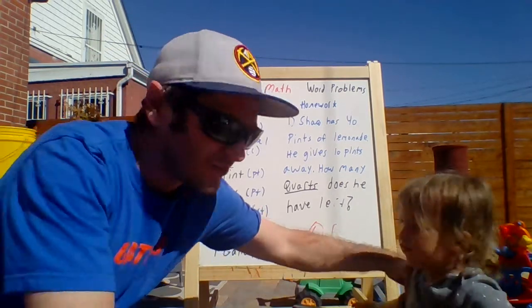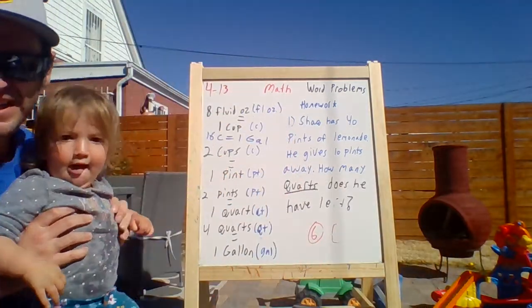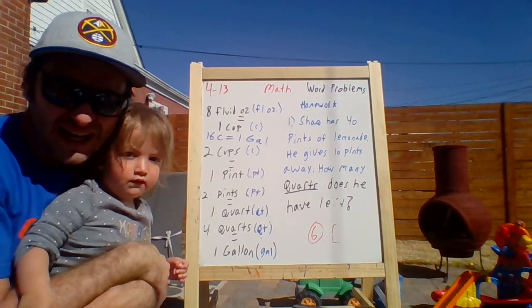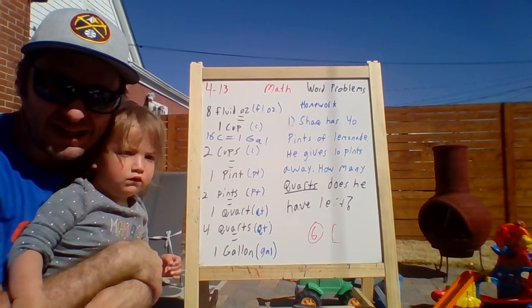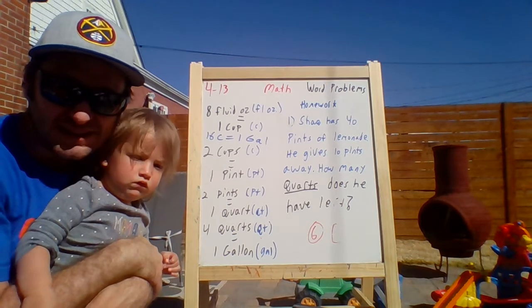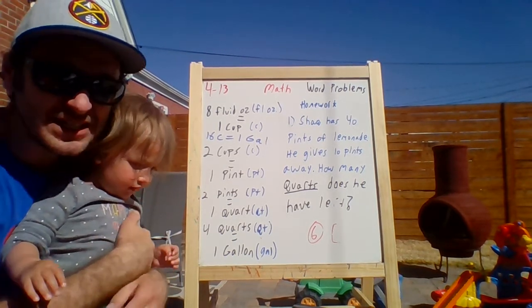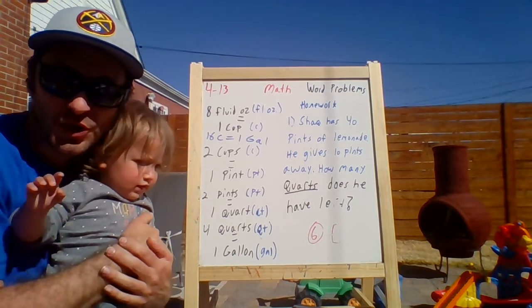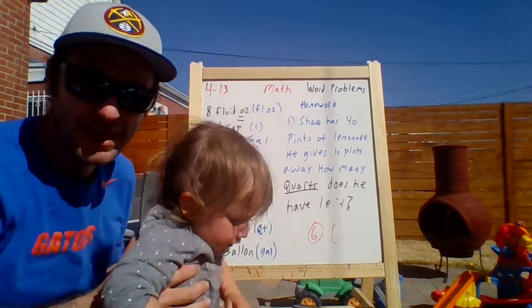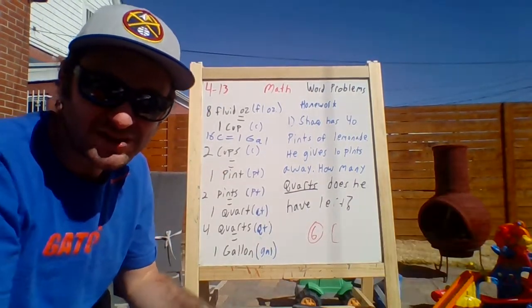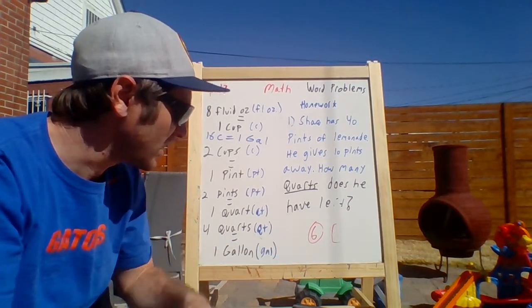All right, let's read through this one together. Ready? Shaq has 40 pints of lemonade. He gives away 10 pints. How many quarts does he have left? So you're going to need to transition from pints to quarts. Something to pay attention to, but we want our answer in quarts. See what you can come up with.